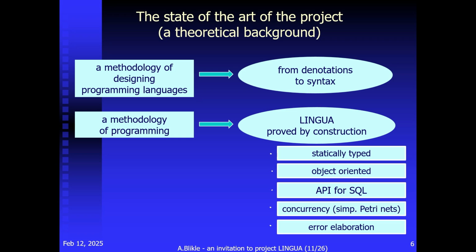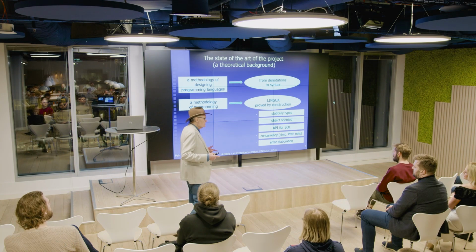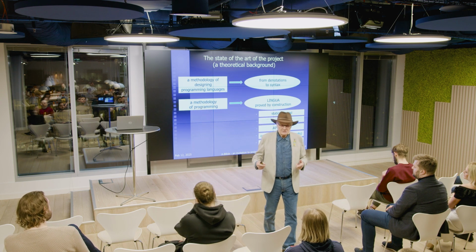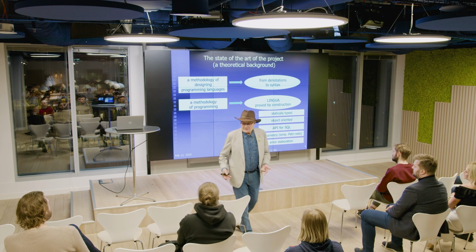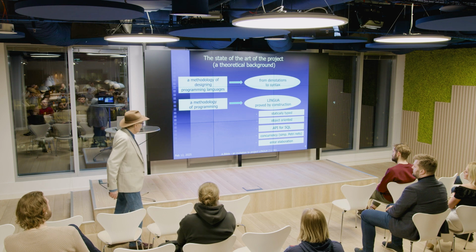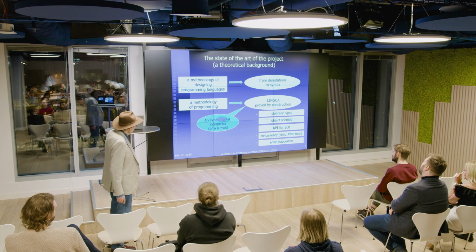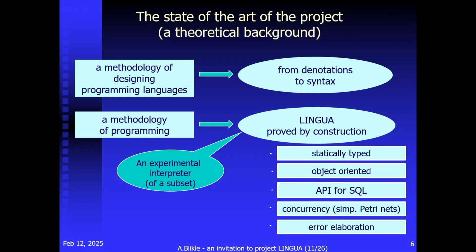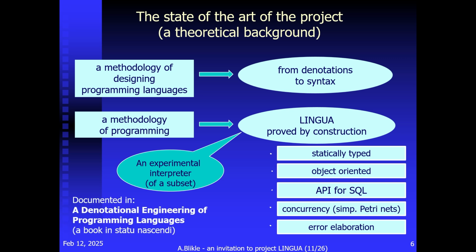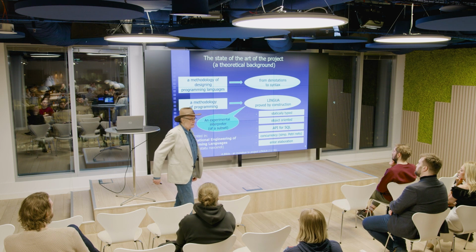And error elaboration, in the sense that whenever our program aborts, it always communicates to the user, to the programmer, what happens. So all abortions are followed by the display of an error message, say, on the screen. So there is a full elaboration analysis, error analysis, in the program. And there is an experimental interpreter of a subset of this language without objects, written by my students. I gave two one-semester courses at Warsaw University two and three years ago. And the project is fully documented in a book, A Denotational Engineering of Programming Languages, a book in statu nascendi, it's still being modified, and it is available on my site. Of course, everything that is connected to the project is free of charge.